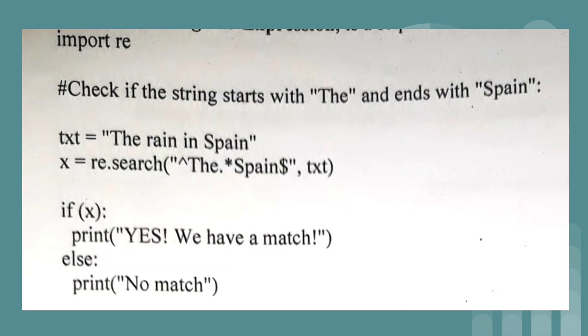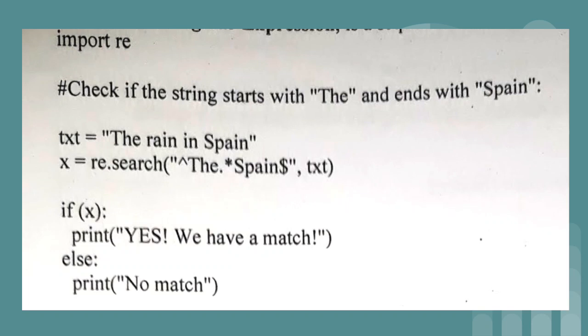I hope this is clear to you. Within the search, the pattern we have provided means the txt string should be in this pattern: it should start with the keyword "The" and end with the keyword "Spain". In between there can be anything, so for that we have used dot star.